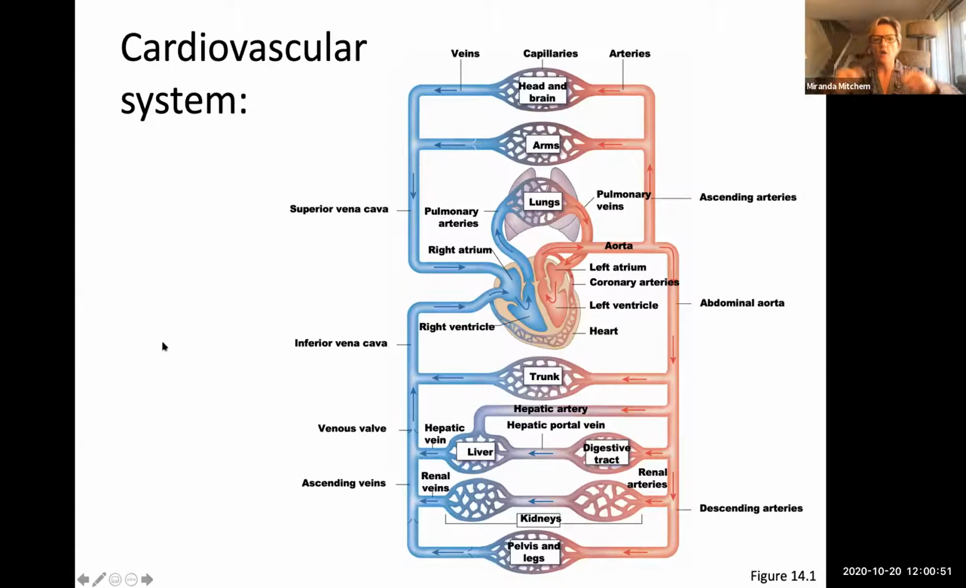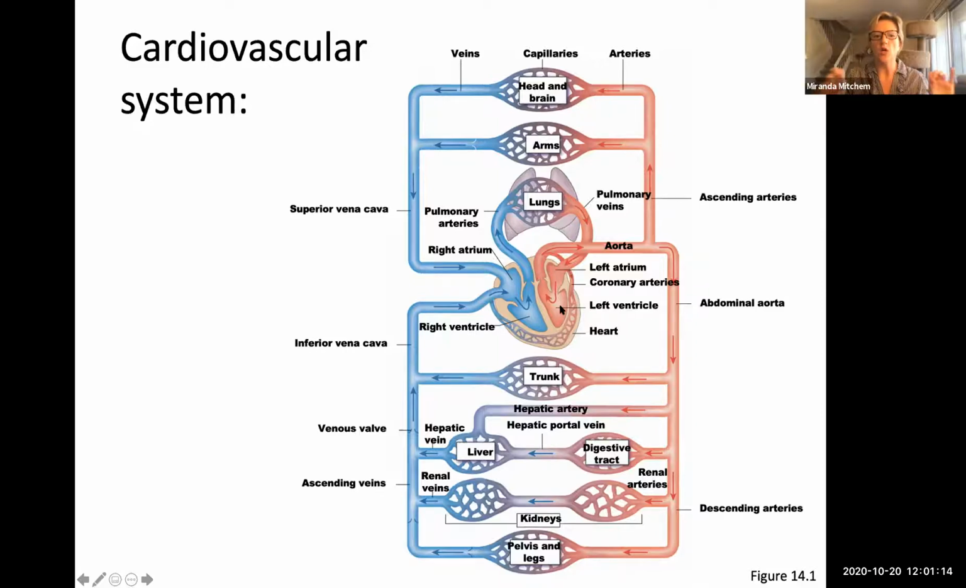So if we take all of the cardiovascular system out of a body and then represent the connections, this is what it would look like, a simplified version of it. So here's the heart divided into the left heart versus the right heart. Yes, the left ventricle is actually what looks like the right side here.